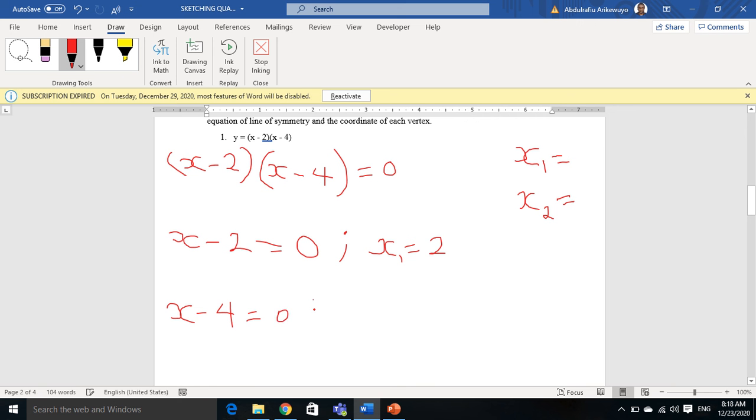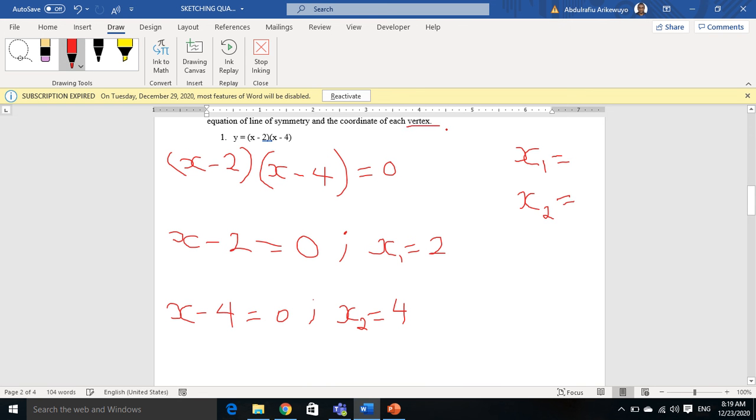It shows that x is equal to 4. I like to call this x2. Now I have the value for my x1 and my x2. Fine. Now let us find the vertex.